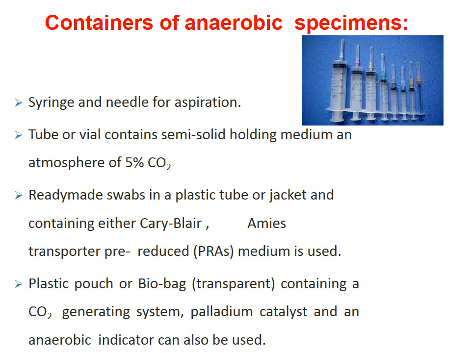Here this CO2 is a reducing agent, in the tube used for putting up the swab. And then the next one is the ready-made swabs in a plastic tube or jacket, which contains either Cary-Blair or Amies transport pre-reduced medium. And another type of anaerobic specimen container is a plastic pouch or bio bag, which contains a CO2 generating system, a palladium catalyst and an anaerobic indicator. So these are some of the specimen collection containers.